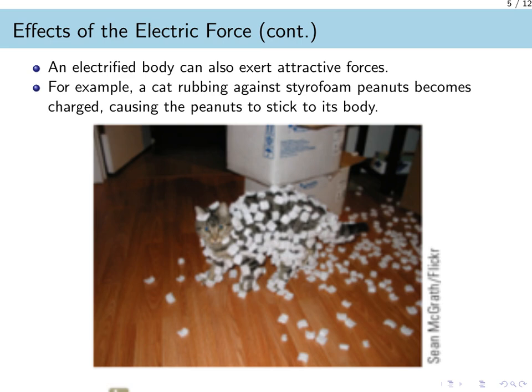Continuing with the effects of the electric force, let us look at another example of an attractive force in a common scenario. The image shows a cat that has been playing inside a packing box filled with styrofoam peanuts. By rubbing against the styrofoam, the cat's fur becomes electrically charged. As a result of this charging process, an attractive electric force is generated between the cat's body and the peanuts. This electric force is what causes the lightweight styrofoam pieces to stick completely to the cat's fur as it exits the box.